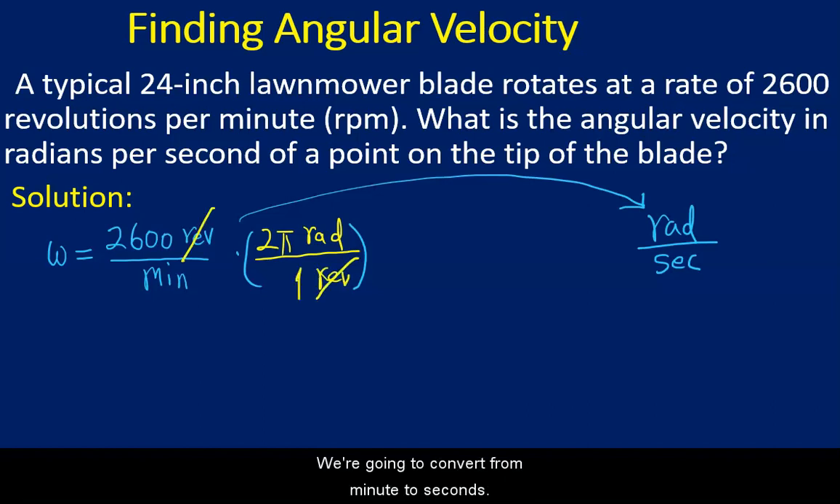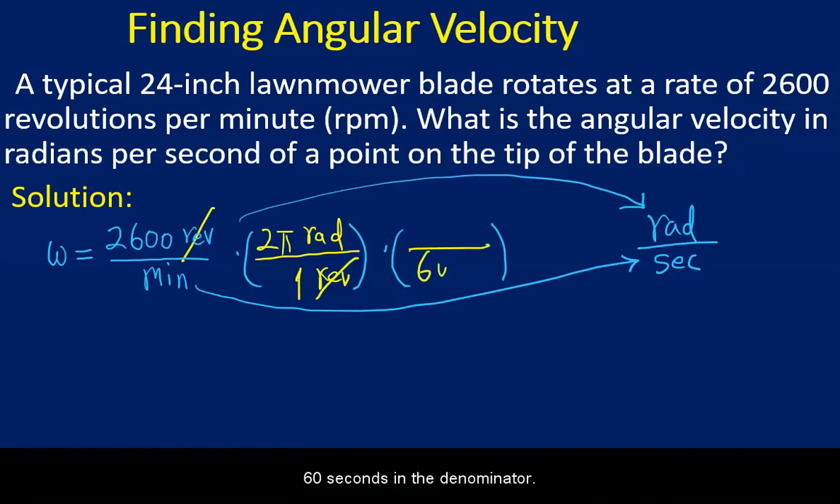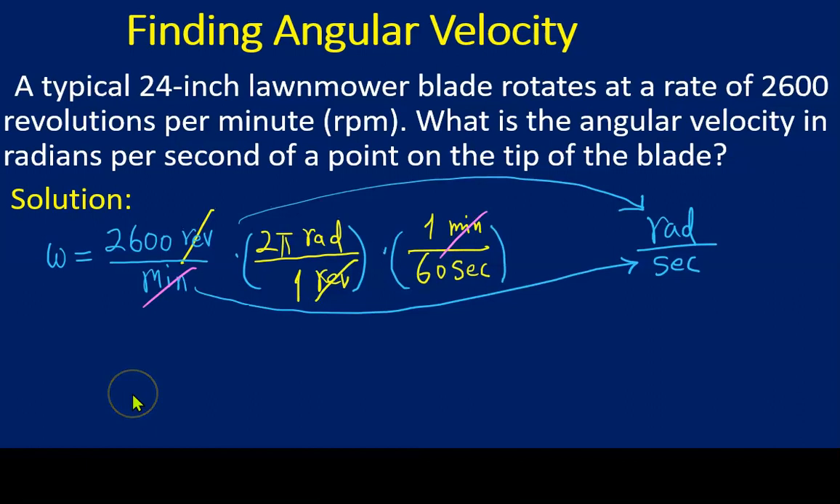Revolution cancel. Next, we're going to convert from minutes to seconds. Therefore, we're going to multiply by another conversion factor. In this case, seconds must be in the denominator, so let's write 60 seconds in the denominator. And we all know that 60 seconds is equivalent to 1 minute. Cancel minute and minute. Using a calculator, we're going to get something like this.